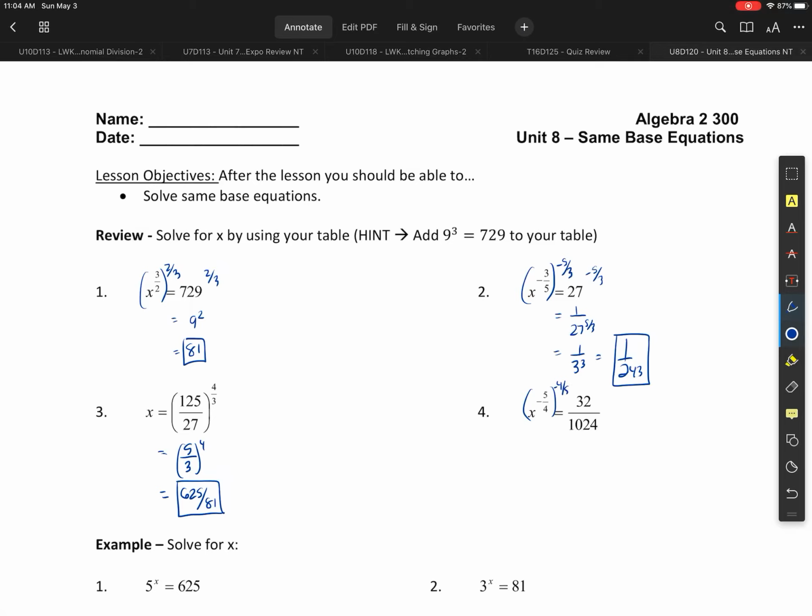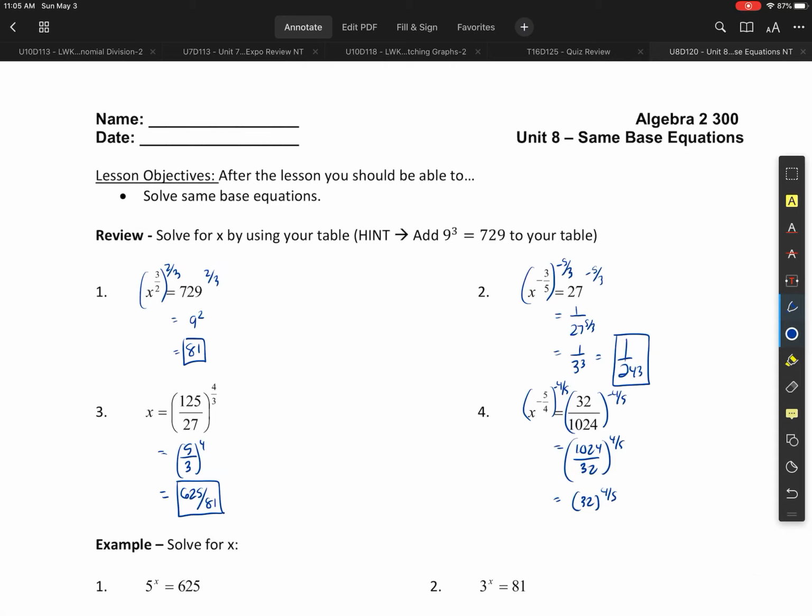Last one, similar idea, reciprocal power, negative 4 over 5. Negative exponent, flip it. Raised to the 4/5, which in this situation gives us, actually, wait a second. I think I got a little trick here to make my life easier. Oops. So in this situation, note, I should have simplified right away.